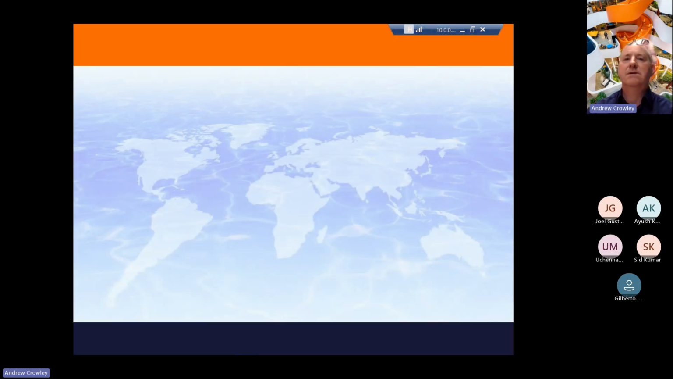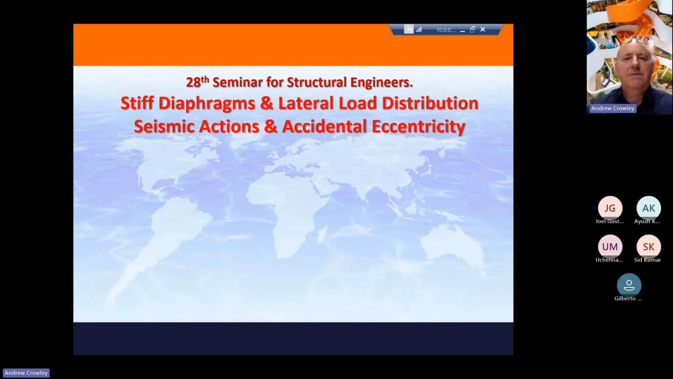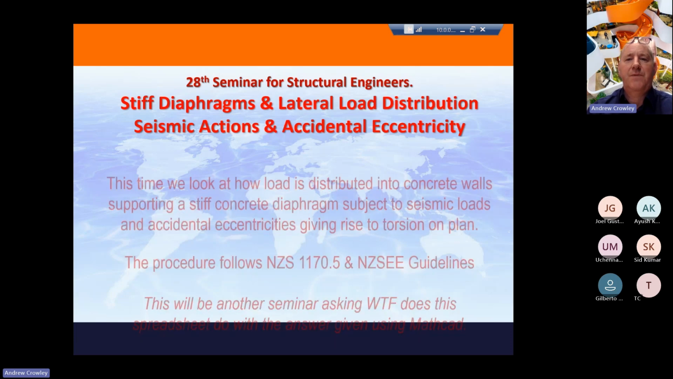Welcome to another seminar for structural engineers. This is CPD seminar number 28, primarily for structural engineers. It's aimed at graduates, but anybody involved with structural engineering needs a reminder of some of the basics of structural engineering. Today we're going to be talking about stiff diaphragms and lateral load distribution, and also looking at accidental eccentricity that arises from seismic action.